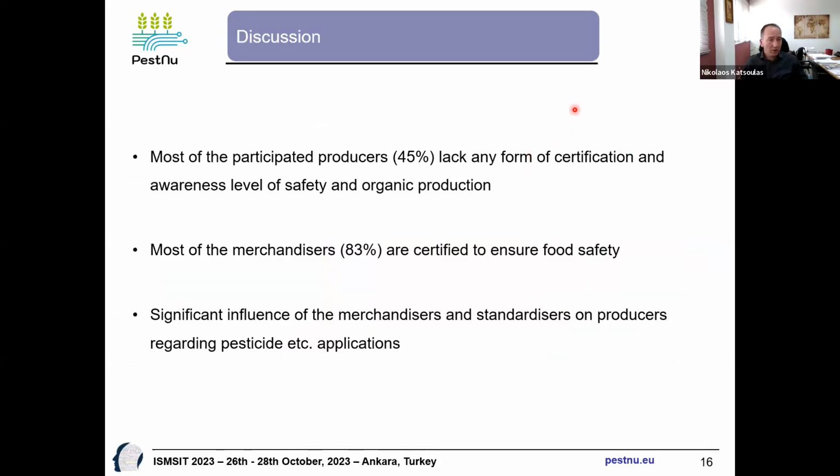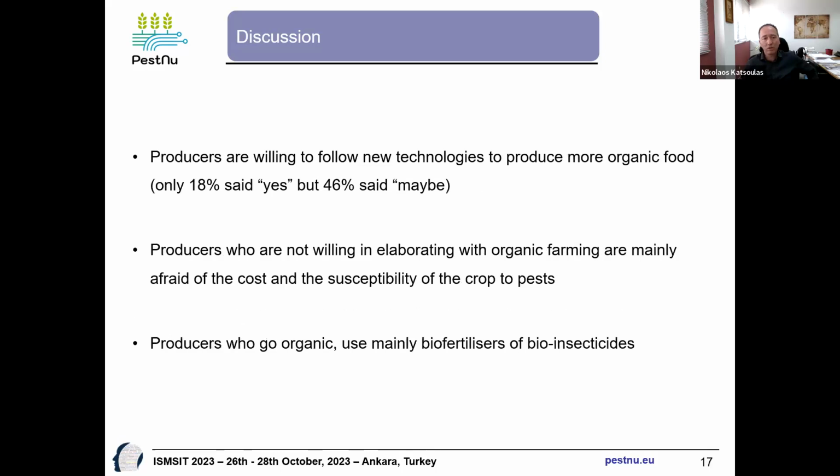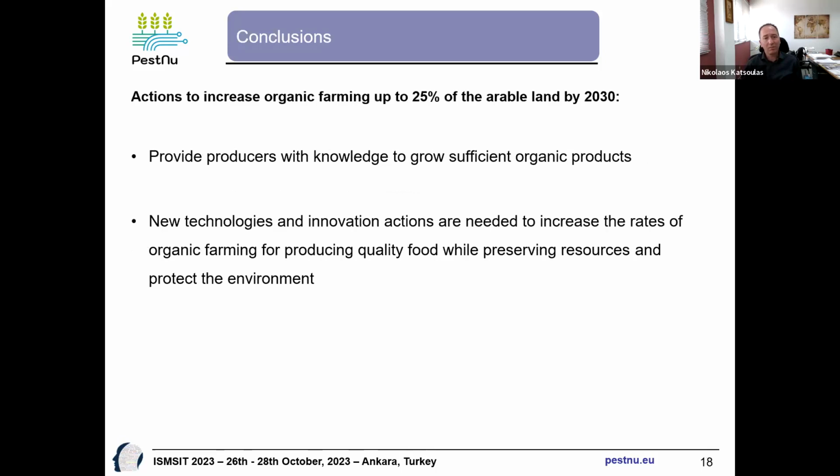Going to the conclusion, we can say that most of the participating producers lack any form of certification. Most of the merchandisers are certified to ensure food safety, and a significant influence of the merchandisers and standardizers on producers regarding pesticide application is found. Producers are willing to apply organic pesticides and fertilizers, but they say that it is high cost and inefficient to use some of those available, and they are also willing to use the technologies that are available.